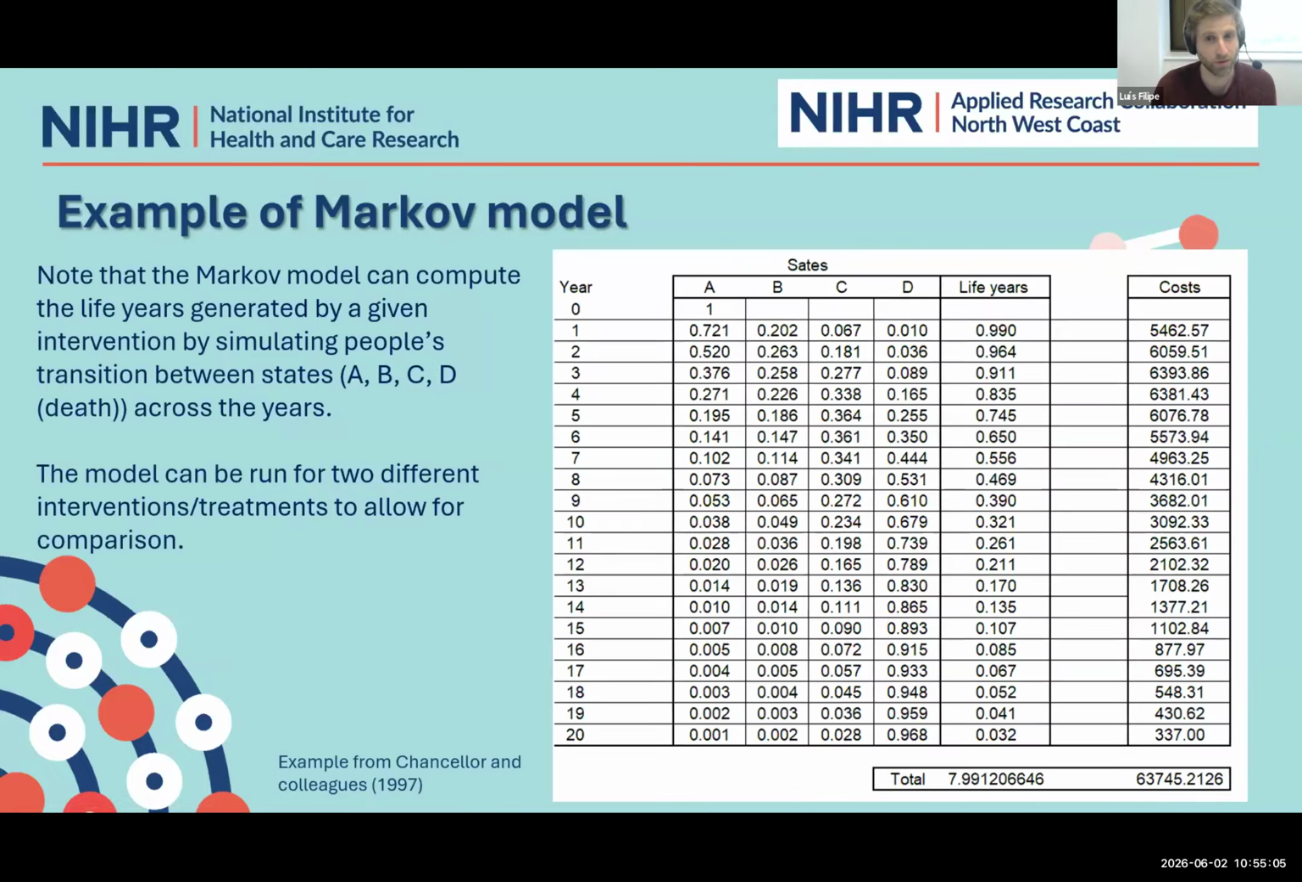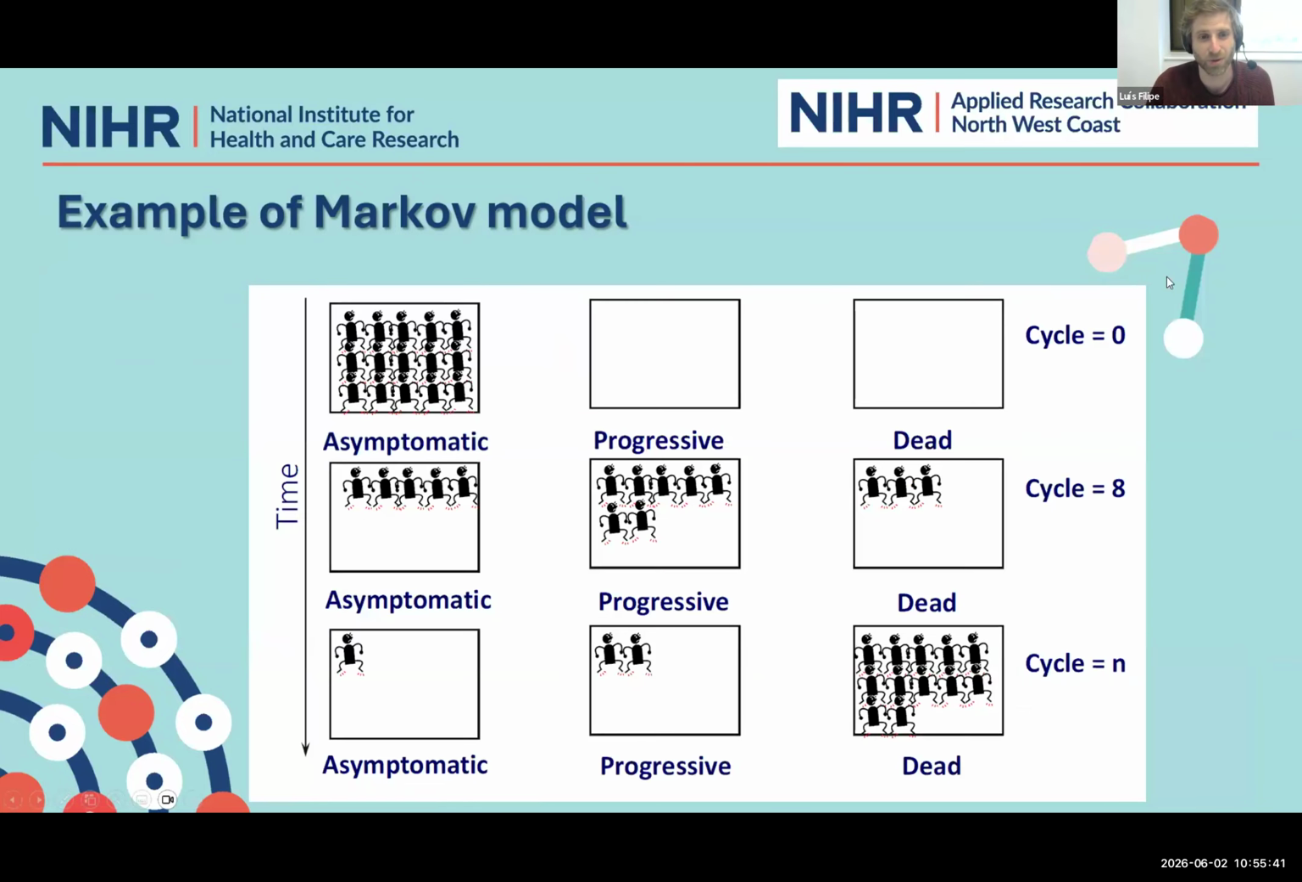So I'm just going to give you a more complex example of a Markov model. This is an old paper from Chancellor, from 1997. This is actually an HIV type of paper, where in state A, people are in a low severity state. In state B, they are in a higher severity state. In state C, they have HIV, so it's the worst state. And then in state D, they are dead. And this is just to show you in the table how this is going to work. It's very similar to this figure.